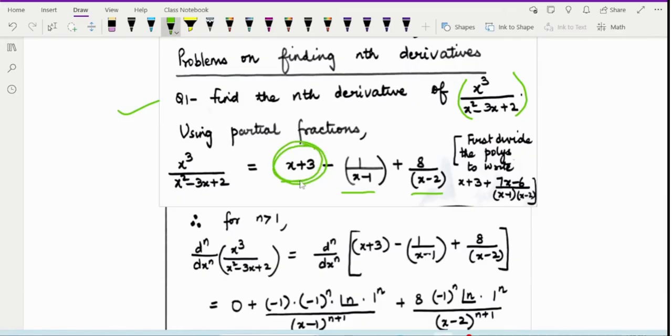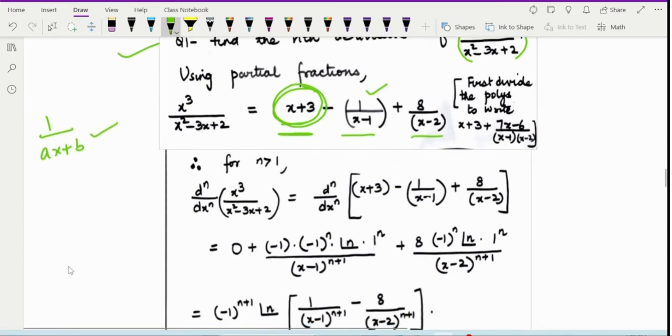Now if you write it in this form, it's very easy to handle, because the derivative of x plus 3, the first order derivative of x, is 1. So every subsequent derivative is going to be 0. The first order derivative of 3 is 0. So you don't have to really bother about x plus 3 when you're talking about higher order derivatives. You just have to bother about 1 upon x minus 1, which is a particular case of 1 upon ax plus b, and 8 upon x minus 2, again a particular case of 1 upon ax plus b.